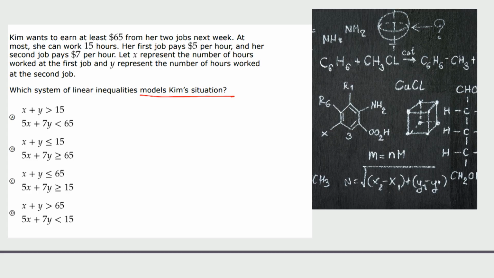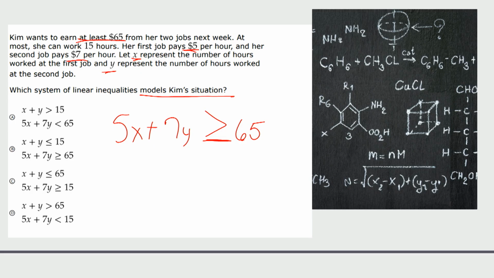So let's go back and annotate. At least, meaning she can make $65, but she really needs to make more than $65. All right, so to do that, she's going to take her first job, which pays $5 and is represented by X, so 5X, and I'm going to add her second job. And her second job is $7 and represented by Y.